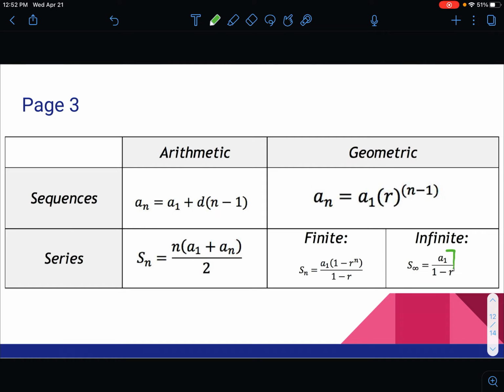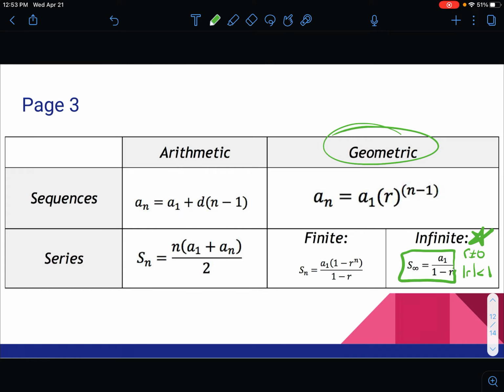Okay, last definition here. This is only for geometric. If we have an infinite geometric series, we can take the sum, but again, we have to be very careful. R cannot be 0, and the absolute value of R must be less than 1. That is critical in order to be able to use this formula.